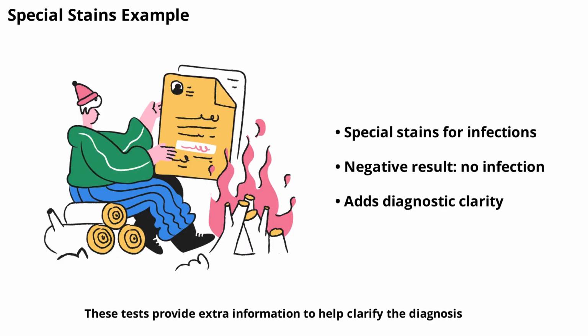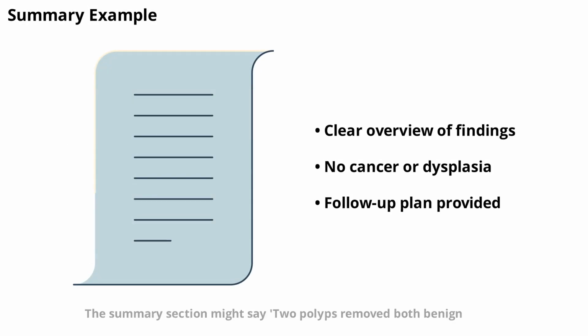These tests provide extra information to help clarify the diagnosis. The summary section might say, 2 polyps removed, both benign, no evidence of cancer or dysplasia. Recommend repeat colonoscopy in 5 years. This gives you a clear overview of your results and what to do next.